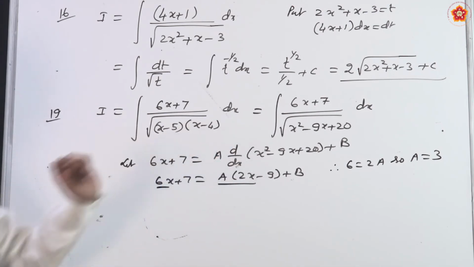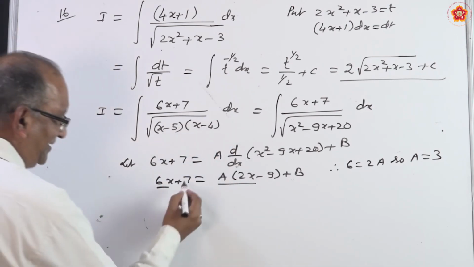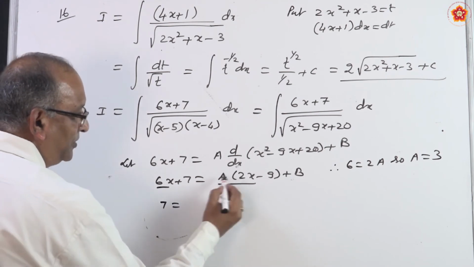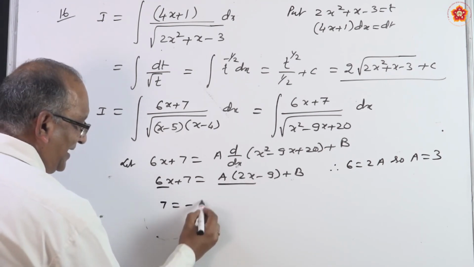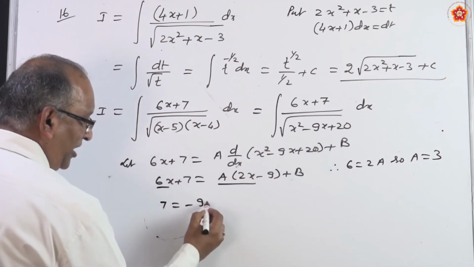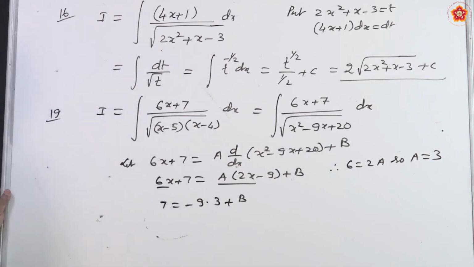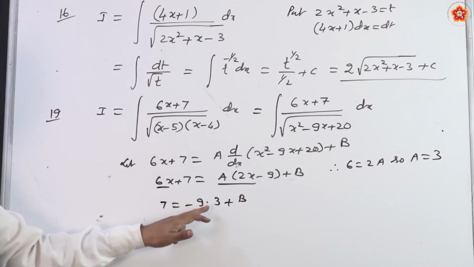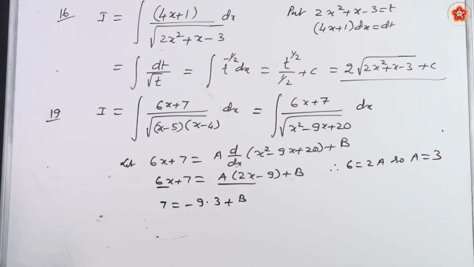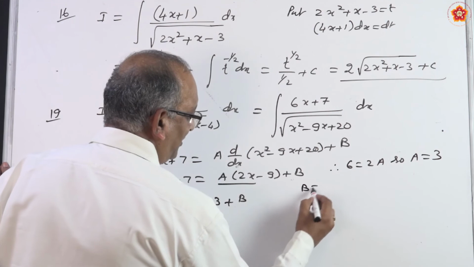Now we have to get the value of b. So take the constant term: 7 is equal to minus 9a. How much is a? We already got it as 3, plus b. Minus 27. Minus 27, if you take it to the other side, it will become plus 27. 27 plus 7 is 34. So we will say b is equal to 34.